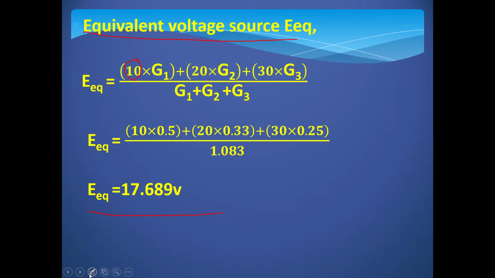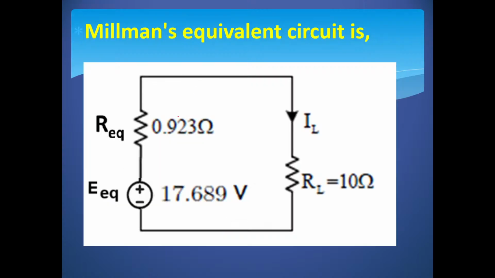So I hope you might have completed writing it down in your notes. Okay then, I'm proceeding further. So you have got E equivalent, just now we have calculated, that is 17.689. Already we have calculated R equivalent. You can write down that.